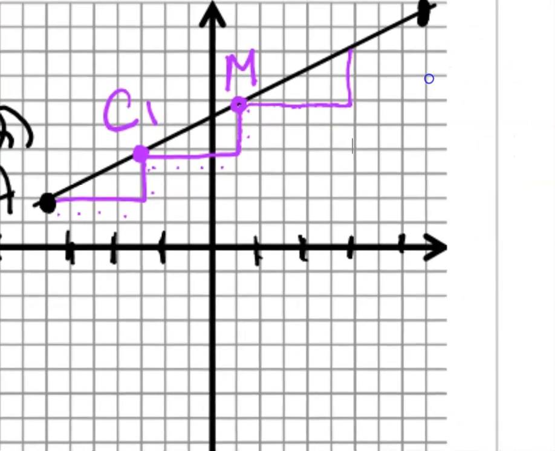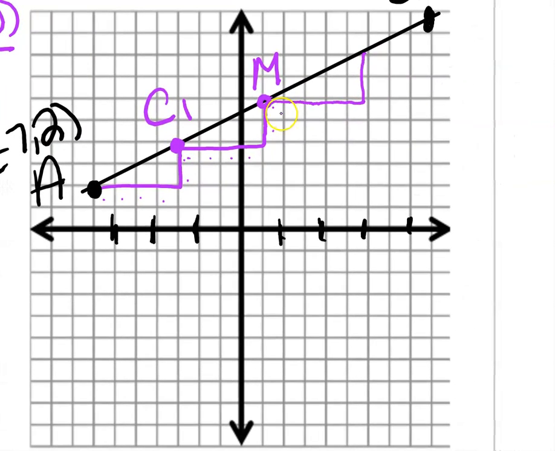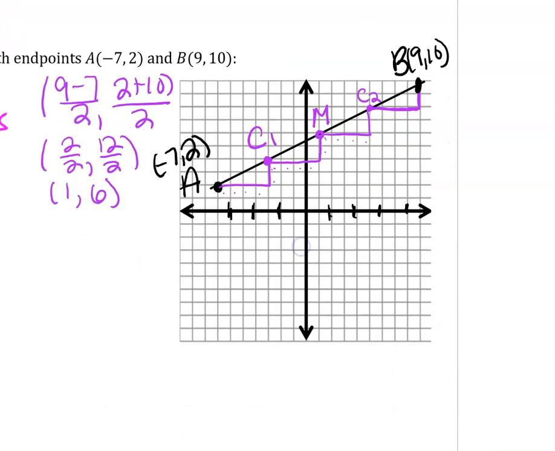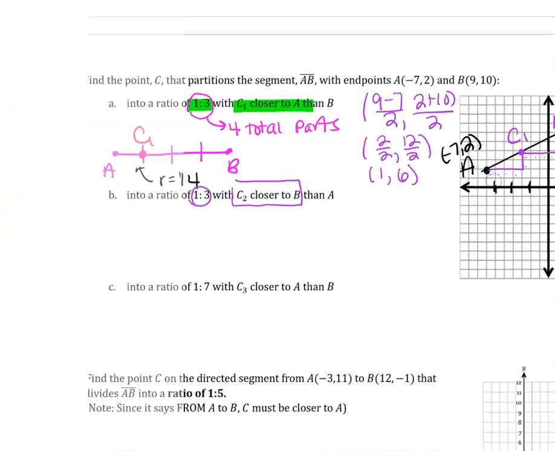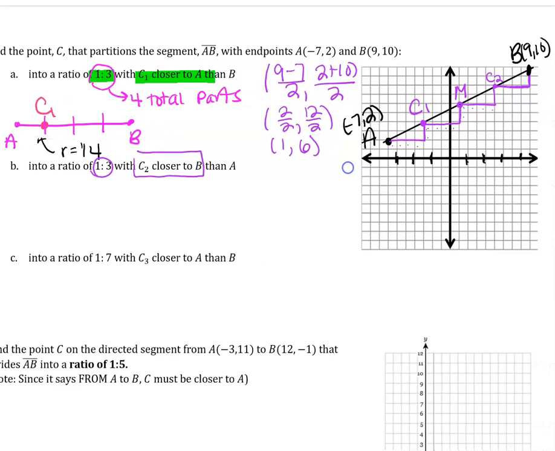Let me zoom in. 1, 2, 3, 4, up 2, so it's like there. 1, 2, 3, 4, up 2. My line's just slightly off when I drew it with my computer. And there's C2. So just using slopes and some visual inspection, I'm able to figure that out. And that's the coordinate of 5, 8.